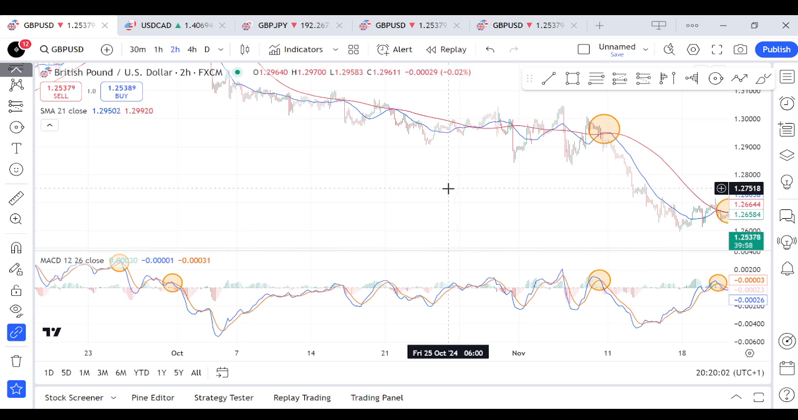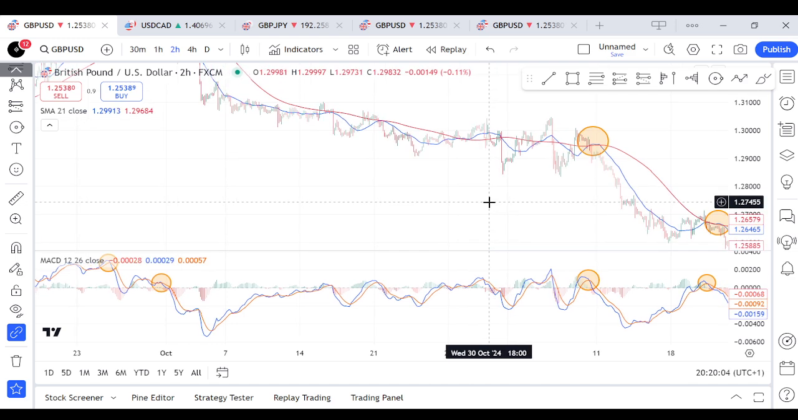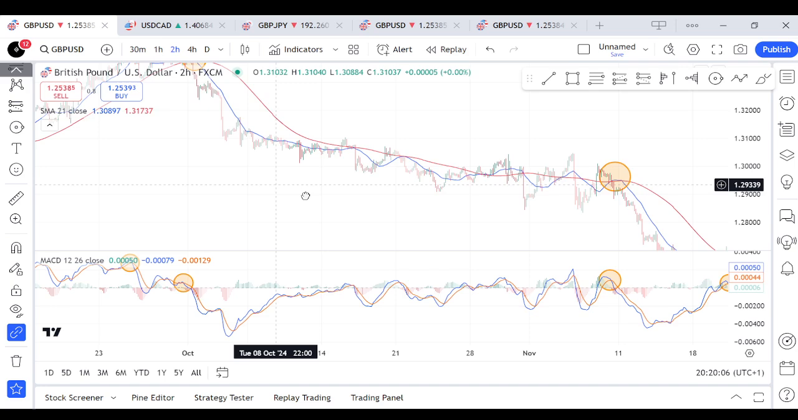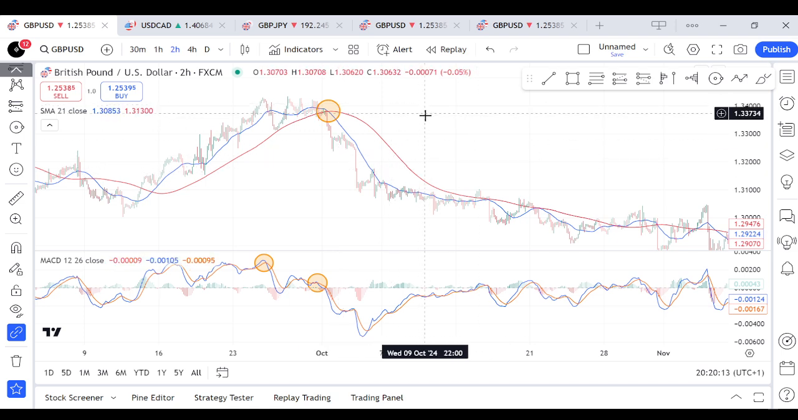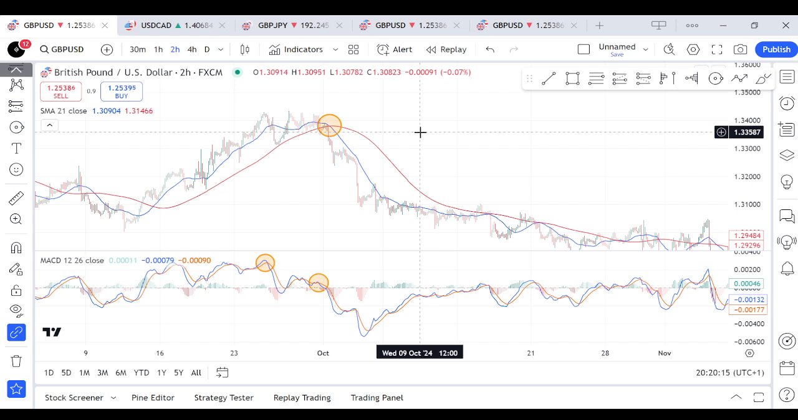It's always important to use proper risk management when trading the bearish crossovers. You can use the trailing stop loss, or you could set your stop loss above highs or areas of resistance. So that is how you can use the bearish crossovers.